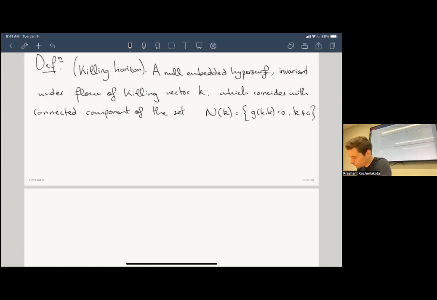Martin, can you say anything about the expansion of the null vectors generating the killing horizon? No, it could have different properties, so everything's allowed. Pretty much. I'll show you some extra specifications. So it doesn't have to be a trapped surface? No. Okay.